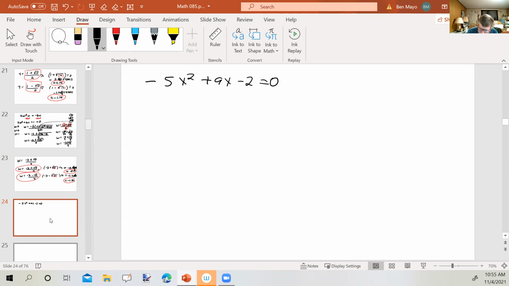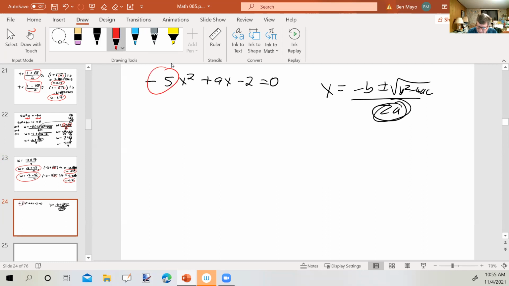Now, why is that a problem? Well, in the quadratic formula, the whole thing's divided by 2a. It's just nicer to deal with if your denominator is positive. So if we have a negative a, that's going to throw things off. So we really would like to have a to be a positive number.